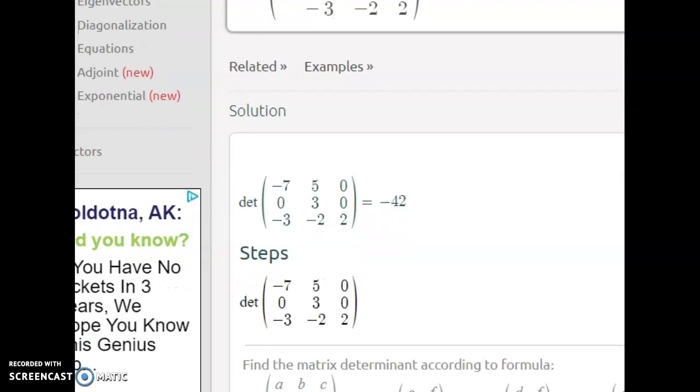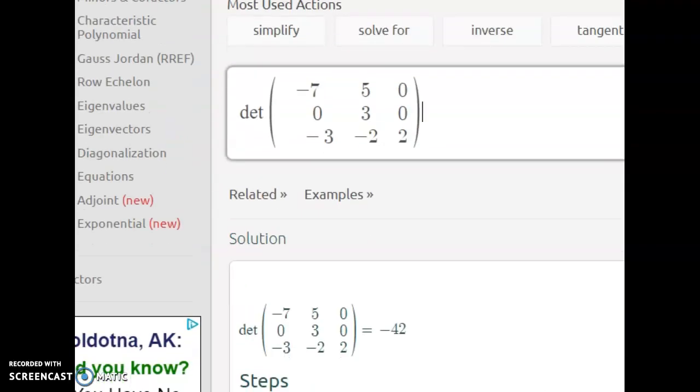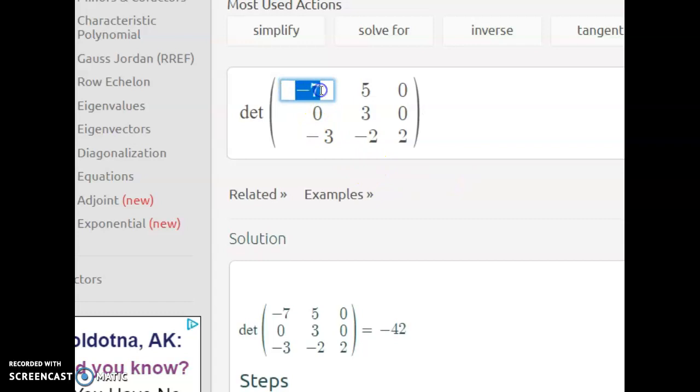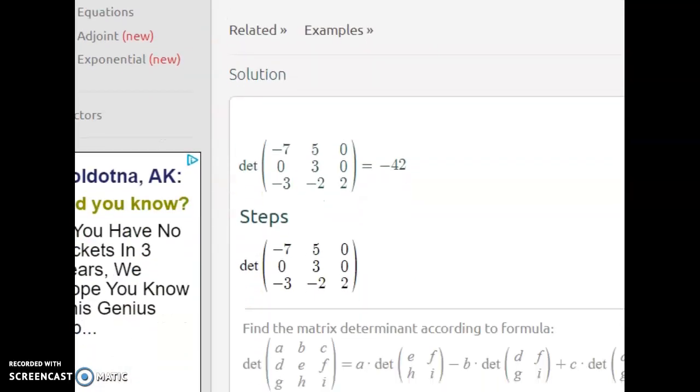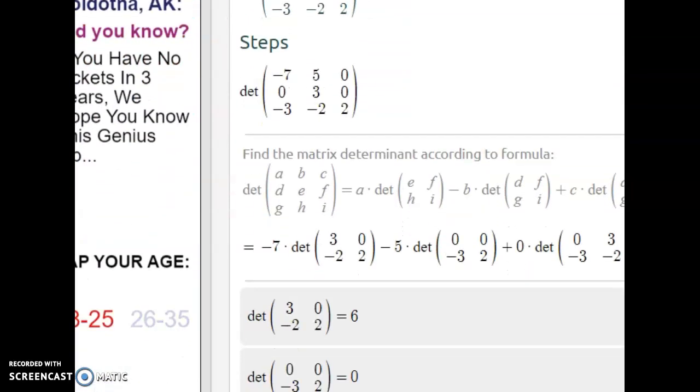That's the determinant, but you have to describe how you get there. Well, the way to get there is to determine the cofactors. So it's -7 times the determinant of these 4 numbers. So 3 times 2 minus -2 times 0. So that's still a 6. And then -7 times 6 actually happens to be -42. So this one right here comes out to -42.